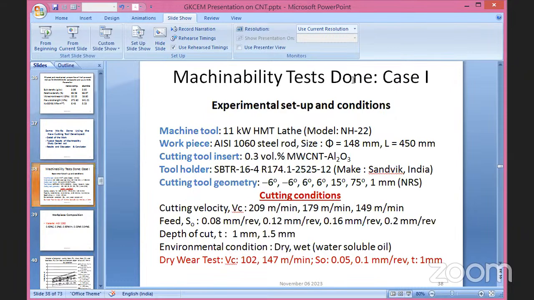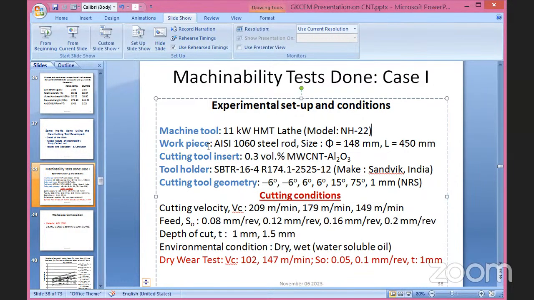So this is the machinability test, case 1. In this case, an 11 kilowatt HMT lathe was used. And this particular experiment was conducted at IIT Kharagpur, because at that time our college did not have this particular machine, but right now we have this machine and we are now using it. The workpiece material was AISI 1060 steel rod, having 148 millimeter diameter and length 450 millimeter. And the cutting tool insert was this one.